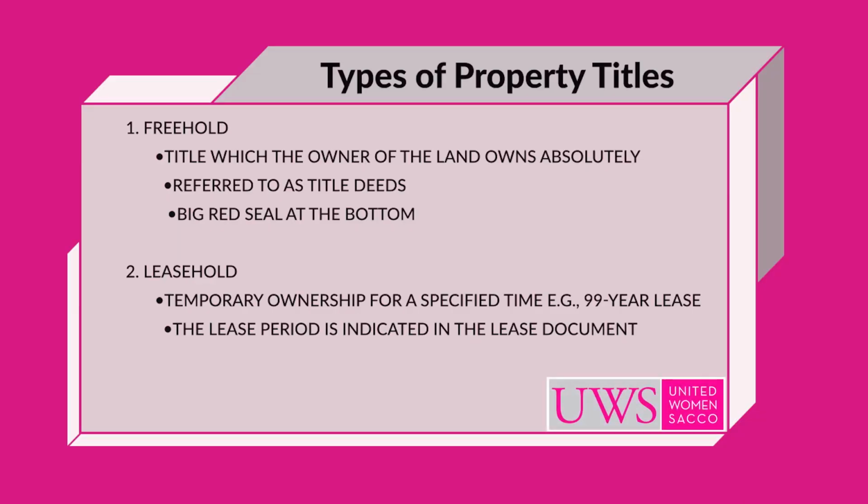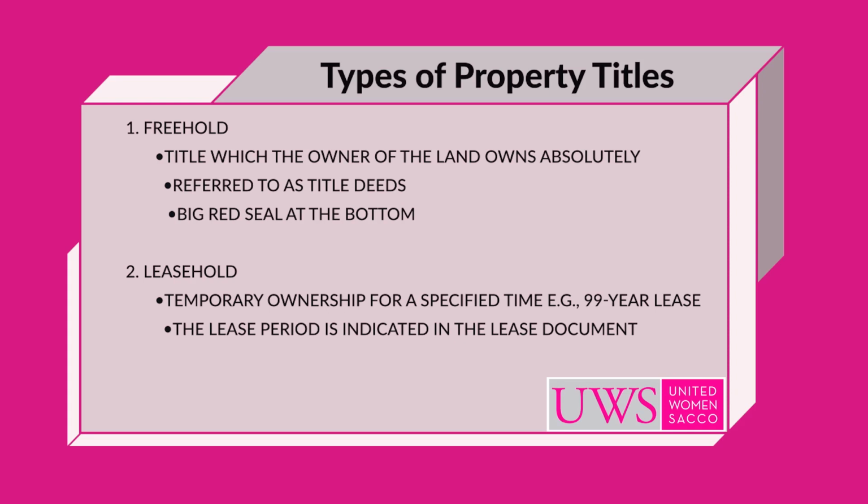A leasehold is a temporary ownership of the title. You do not own it absolutely, because the owner is usually the government, and you own it for a period of 99 years. When the 99 years expire, you have to ask for a renewal of that lease, otherwise the government takes it back.